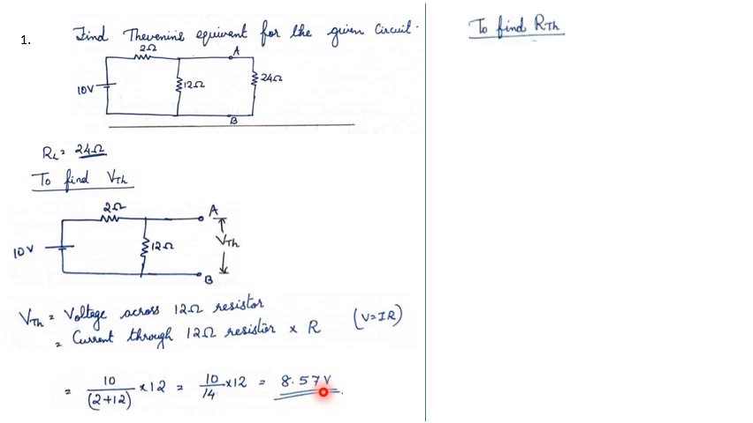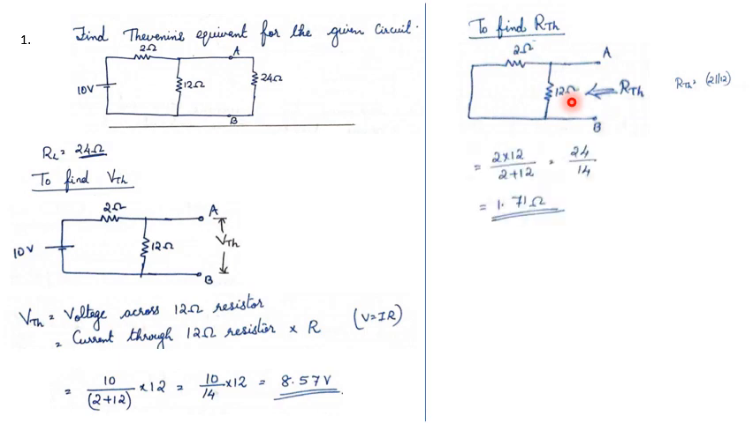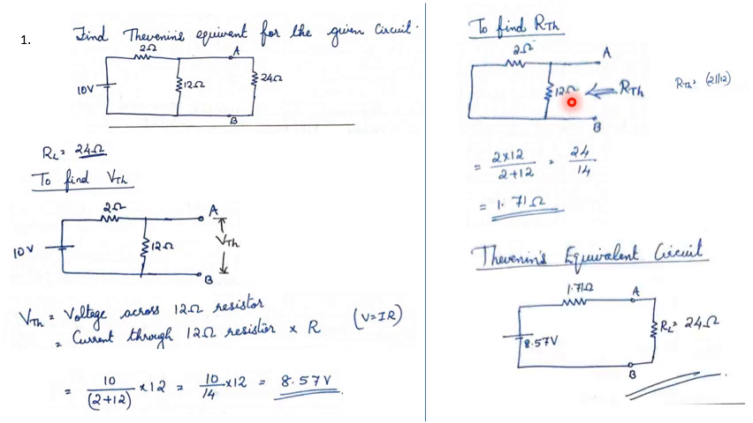Next step is to find RTH. In order to find RTH, remove the load resistor and replace the voltage source with a short circuit. So the circuit will come like this. Here 2 and 12 are in parallel. So the effective resistance between terminals A and B will be 1.71 ohm.